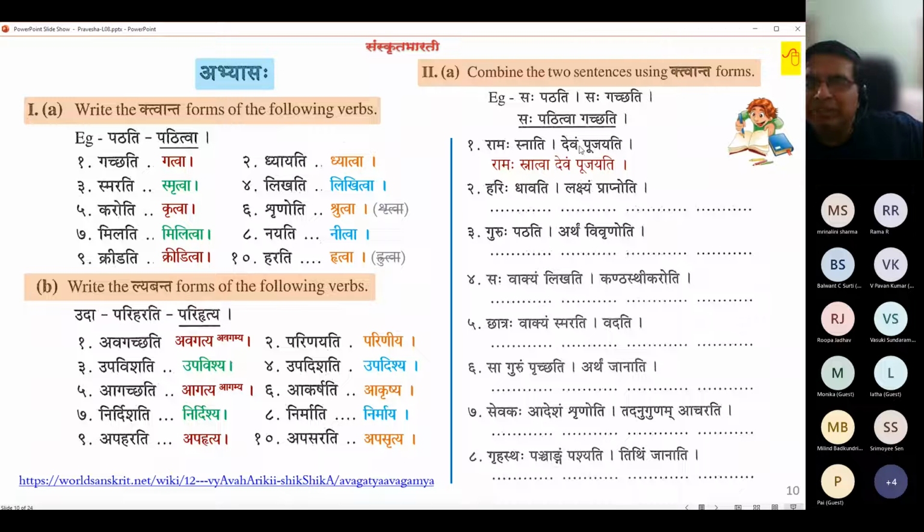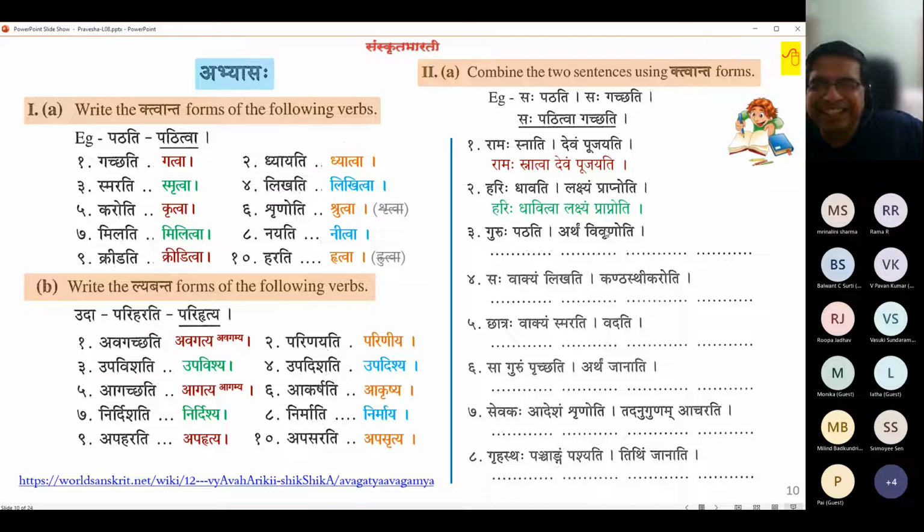Second half remains invariant almost. So this only we have to vary, remove the full stop. Snati, snatva. So Harihi dhavati lakshyam prapnoti. Dhavitva. Having run, Hari obtains the target. Not our Hari. This is our Laukika Hari.